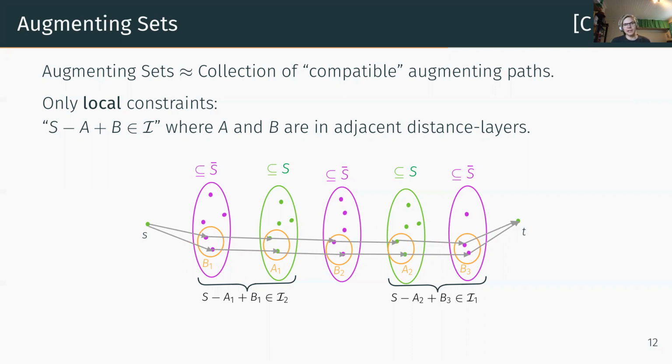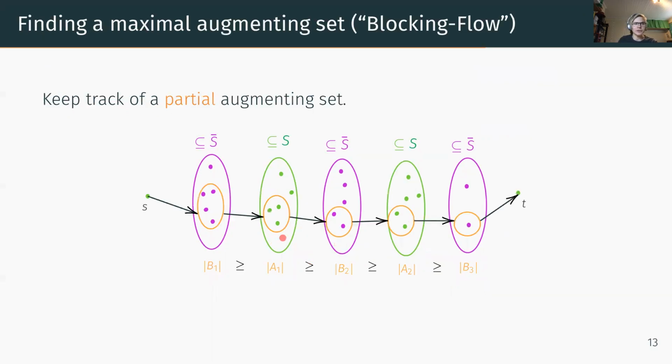The important part here is that there are only local constraints needed for these sets to form an augmenting set, which means we can do some local improvements in our algorithm to try to find these augmenting sets. So towards finding a maximal augmenting set, which is an augmenting set which cannot be extended anymore, we keep track of what is called a partial augmenting set. These ideas are still from the previous CLSSW algorithm.